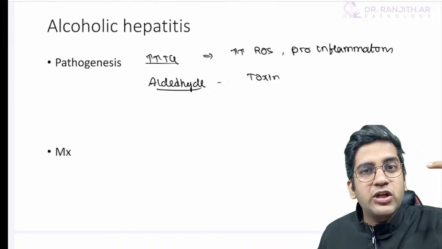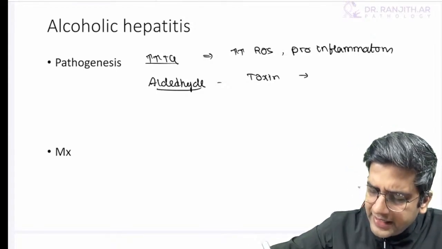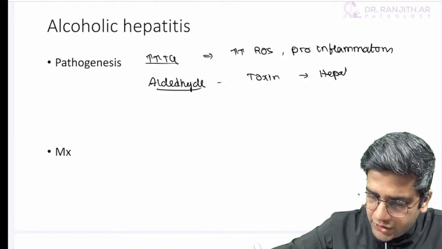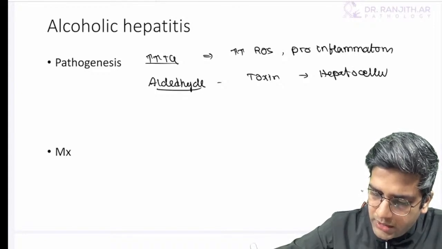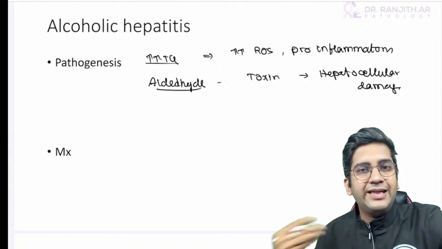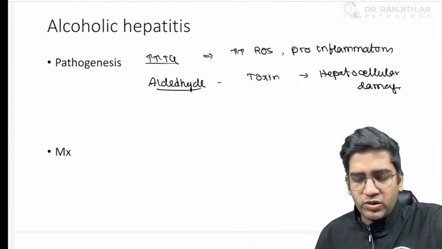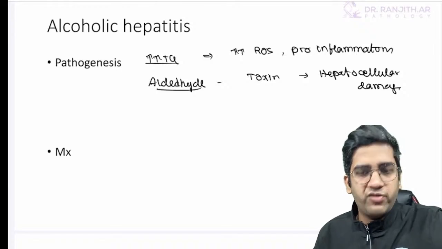If you remember methanol and formaldehyde, which can also cause blindness. Aldehyde is a toxin, right? This can directly cause hepatocellular damage. So these are the two primary insults by which a steatohepatitis results in, right? One is aldehyde related, one is your fat related pro-inflammatory cytokines, right?